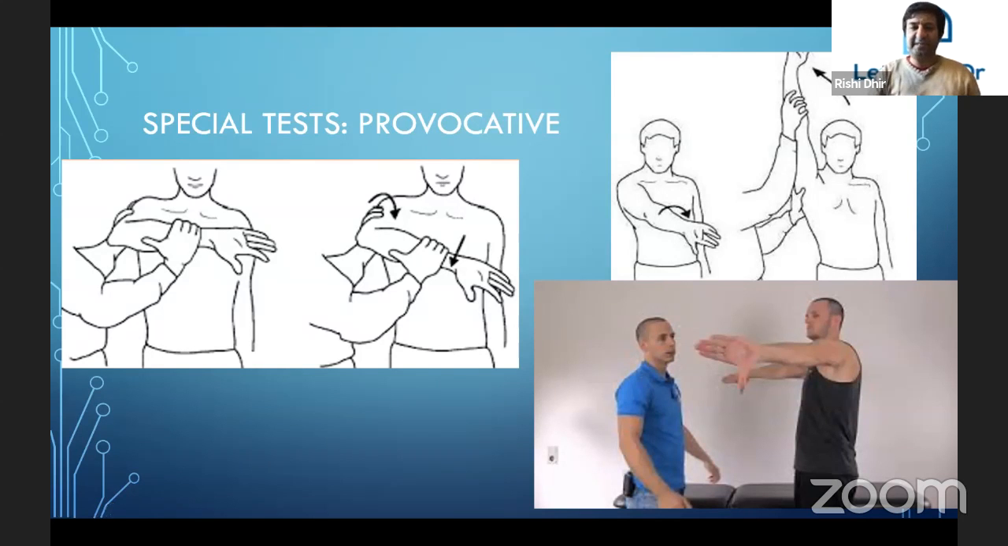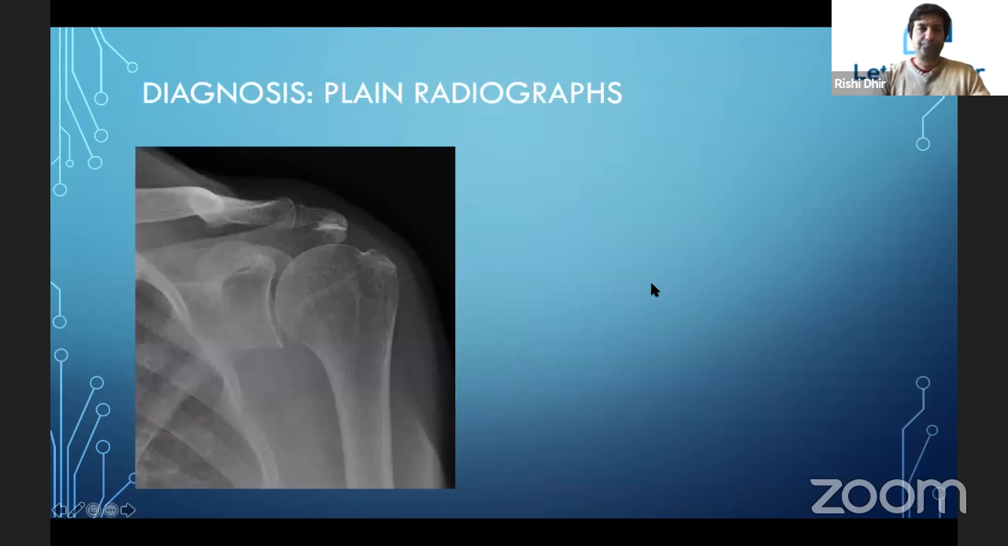Or you can do the empty can test, Jobe's. And these are all signs, basically, of impingement as well as rotator cuff tears as well. Impingement will typically be painful, but not weak, a rotator cuff tear will be weak, okay? So these are the sort of provocative tests that I normally do in my clinic as well.